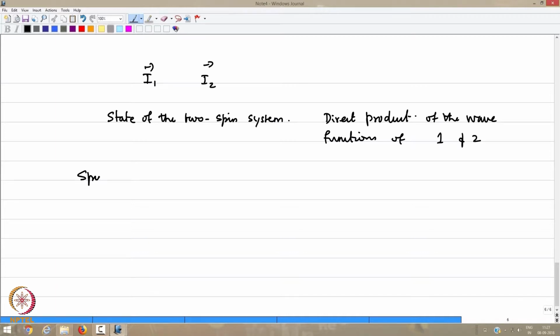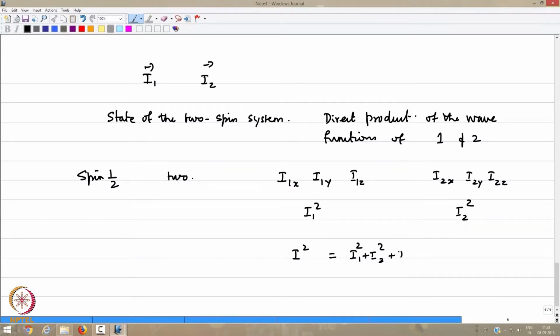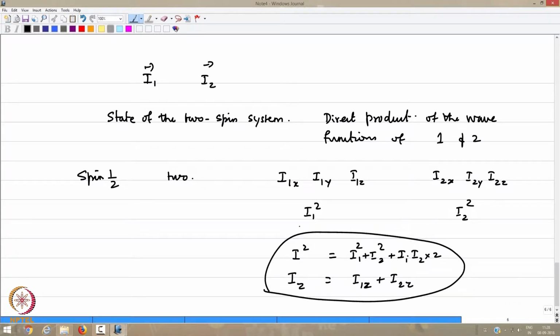So, let us start with a spin a half system to begin with, because that is easy. The rest is algebraically more complicated, but not the principle. So, let us take two spin a half systems. So, we have what is called I1x, I1y, I1z, and I2x, I2y, and I2z. Then we have I1 square, I2 square, and then we also have I squared, which is I1 square plus I2 square plus 2 times I1 dot I2. And then we can also write the Iz as the sum of the two z components of the two individual spins, I1z plus I2z. So, we will need to look at the effect of some of these things in our analysis of the two spin a half system.